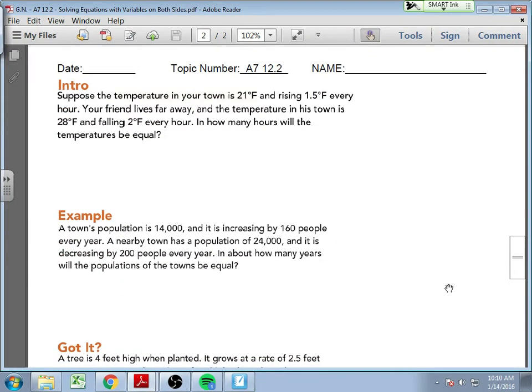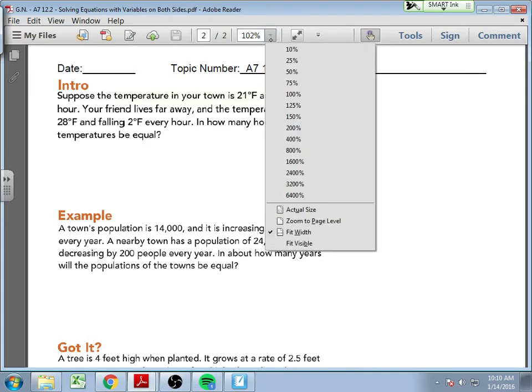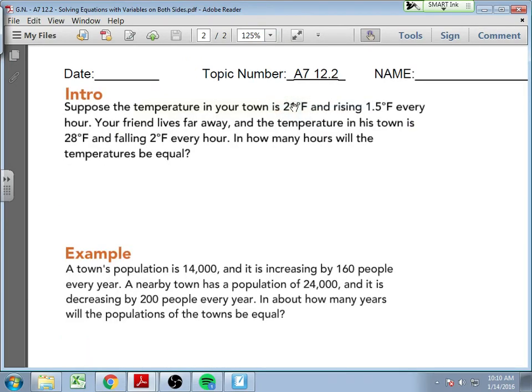All right. Suppose the temperature in your town is 20 degrees Fahrenheit and rising 1.5 degrees each hour. Your friend lives far away, so sad, and the temperature is 28 degrees and falling 2 degrees every hour.